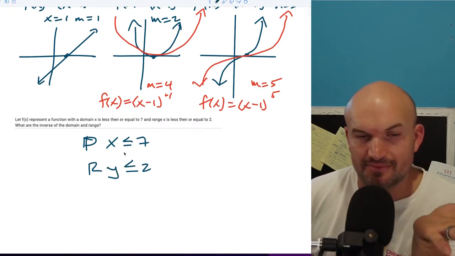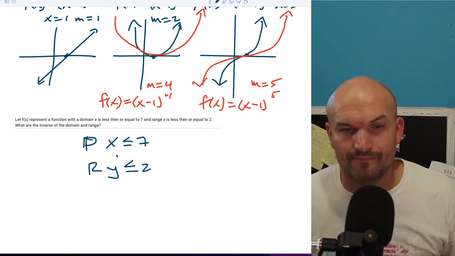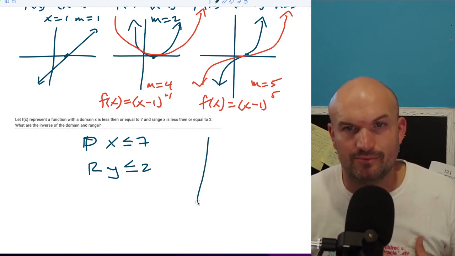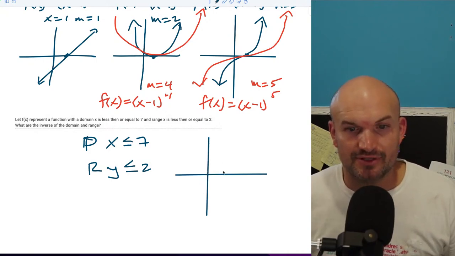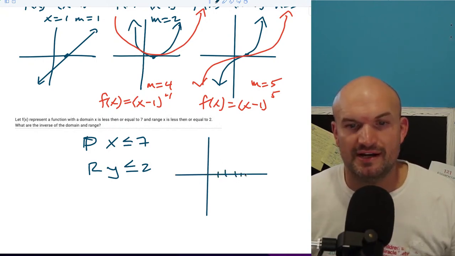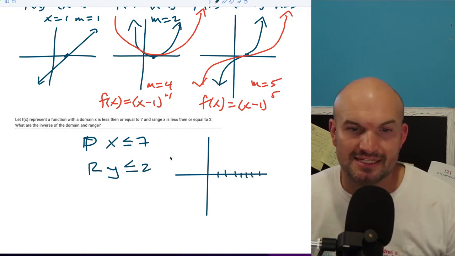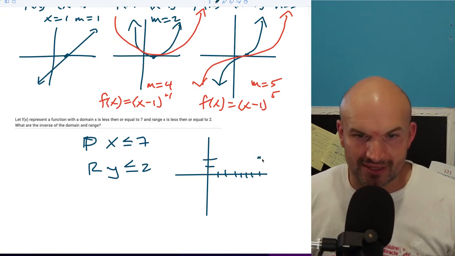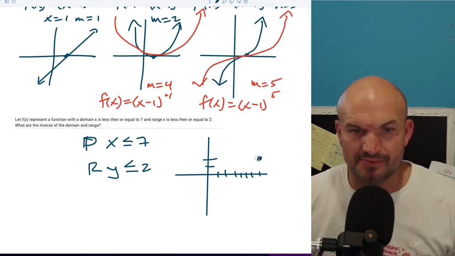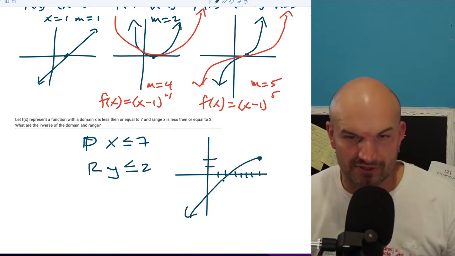If you're going to look at something like this, you don't really need to look at what a graph is, but you can make a graph if you want to. X has to be less than or equal to 7, so 1, 2, 3, 4, 5, 6, 7. And y has to be less than or equal to 2, so 1, 2. So let's just do something like that. I don't really know what the graph looks like.